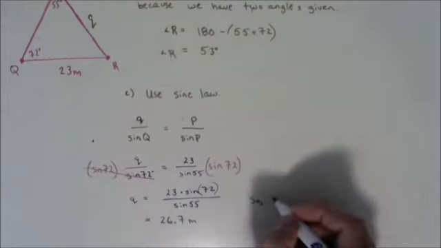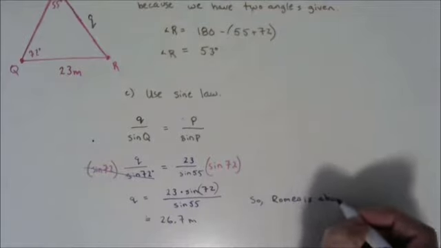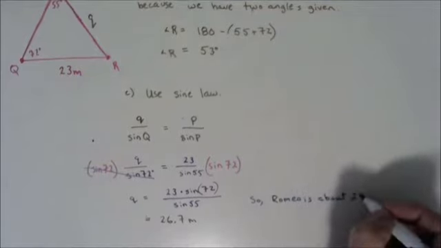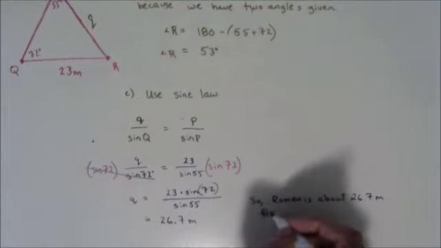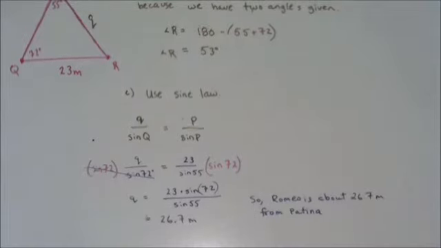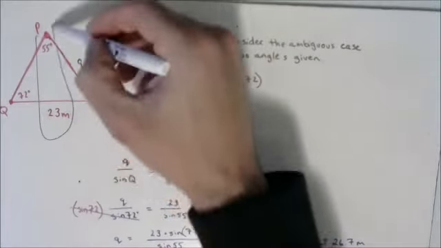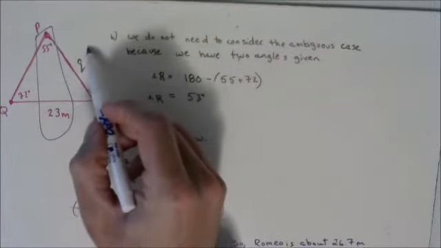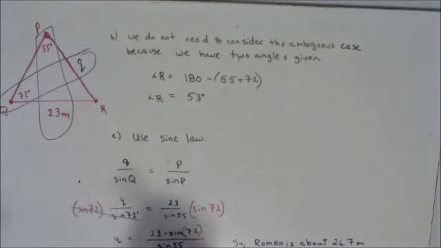So Romeo is about 26.7 meters from Patina. Again, we looked at our information, we had opposite information given, and we had the opposite angle of the side that we're looking for, so sine law was an easy choice for that one.